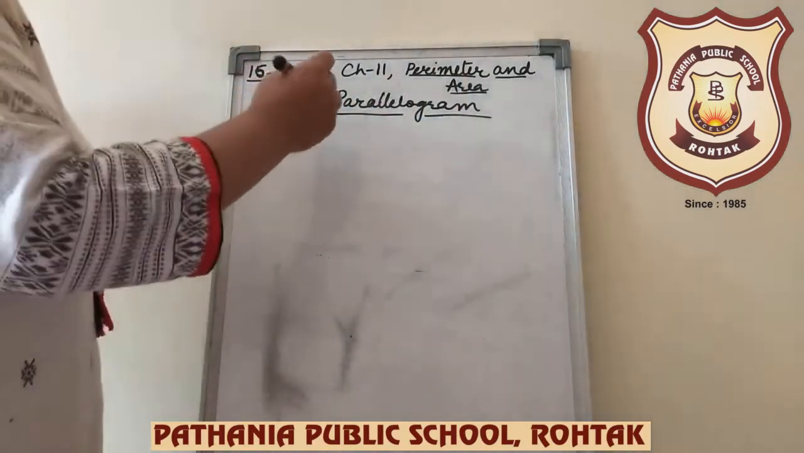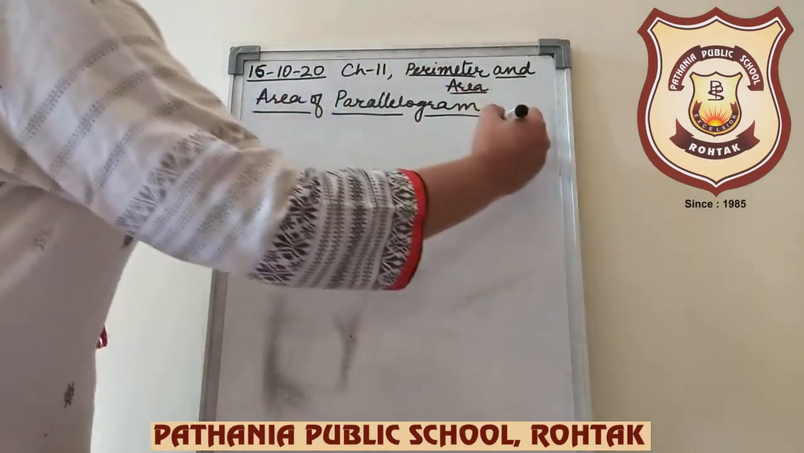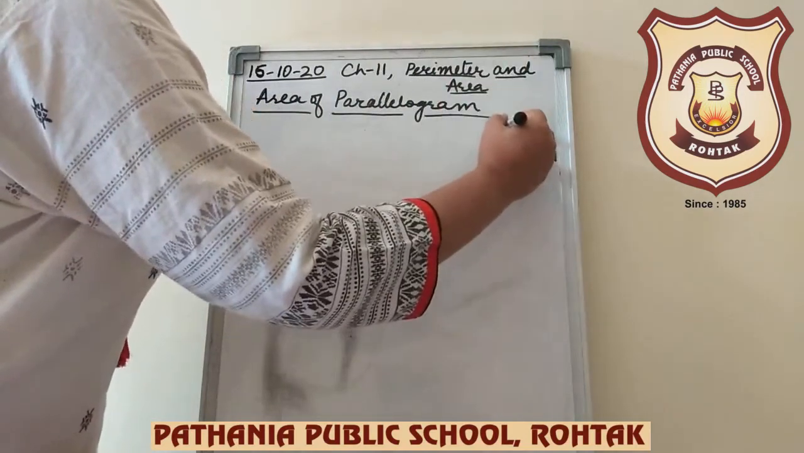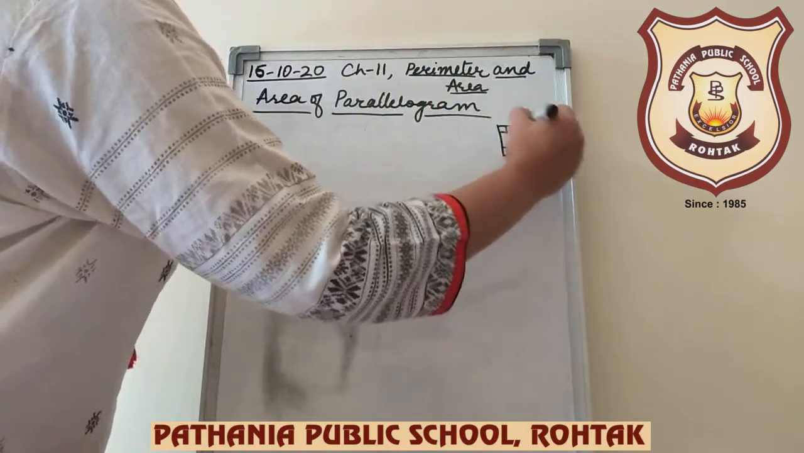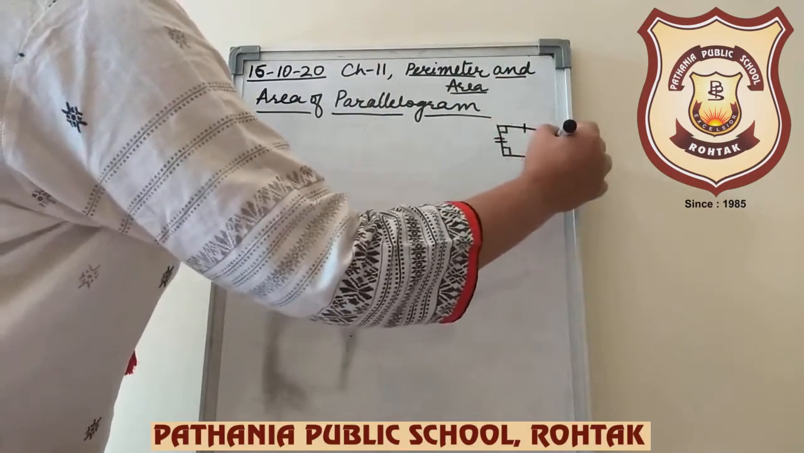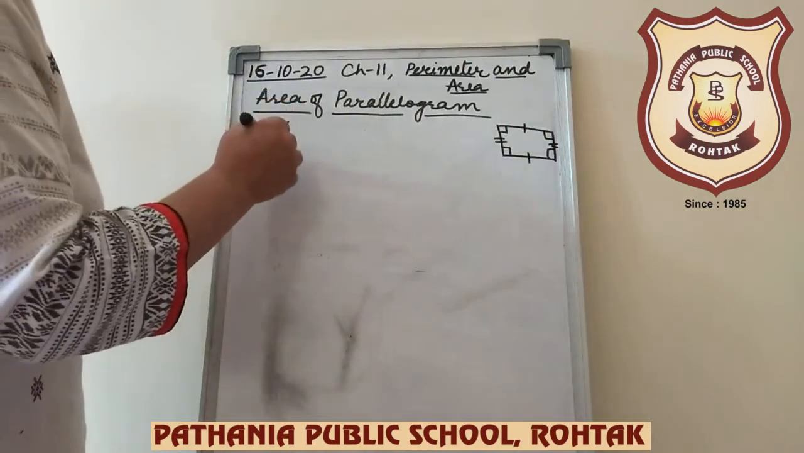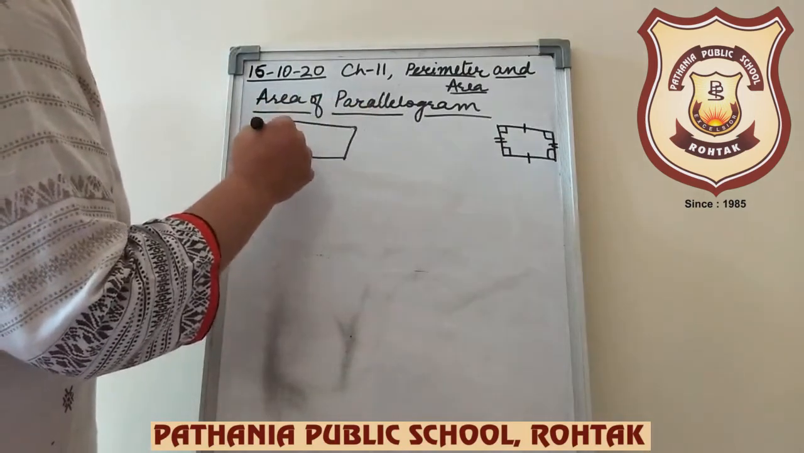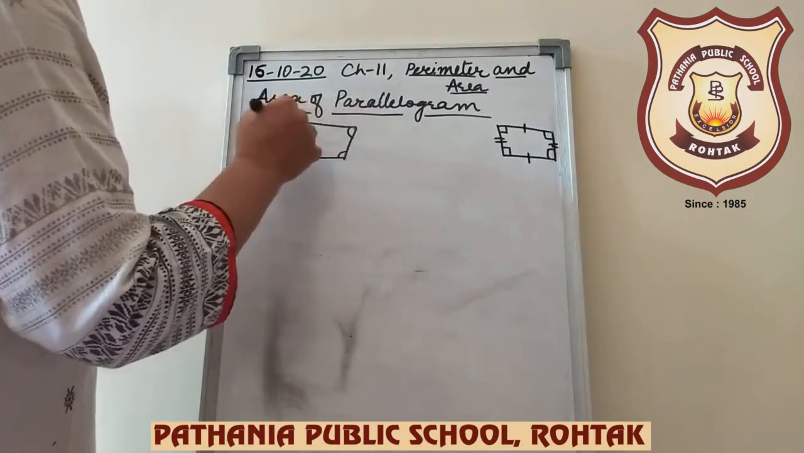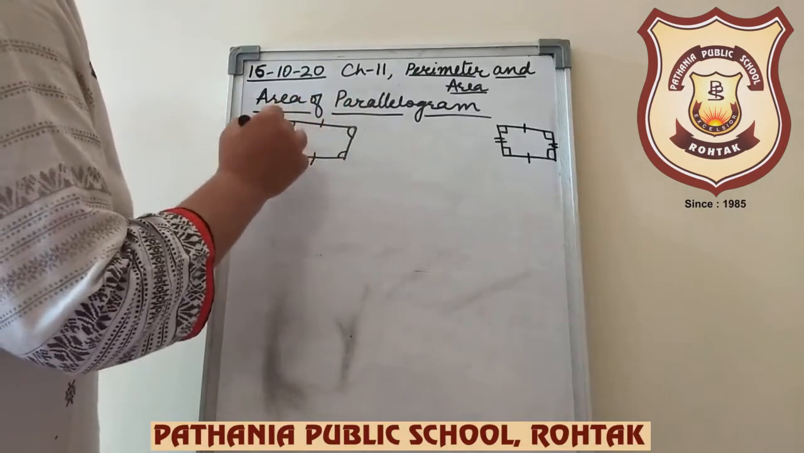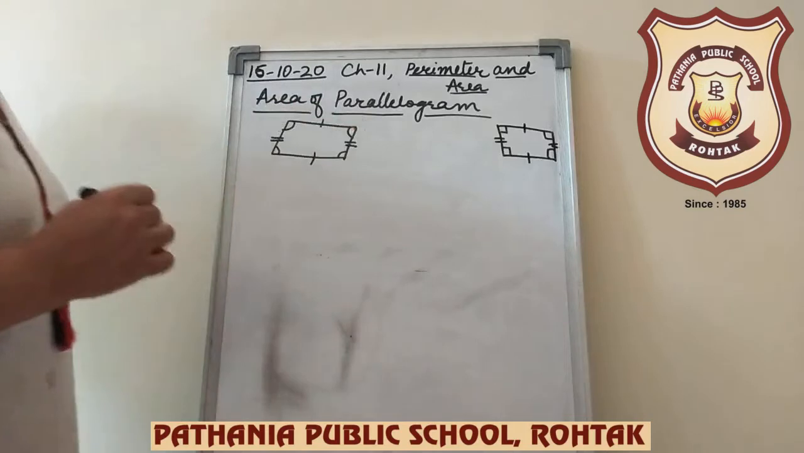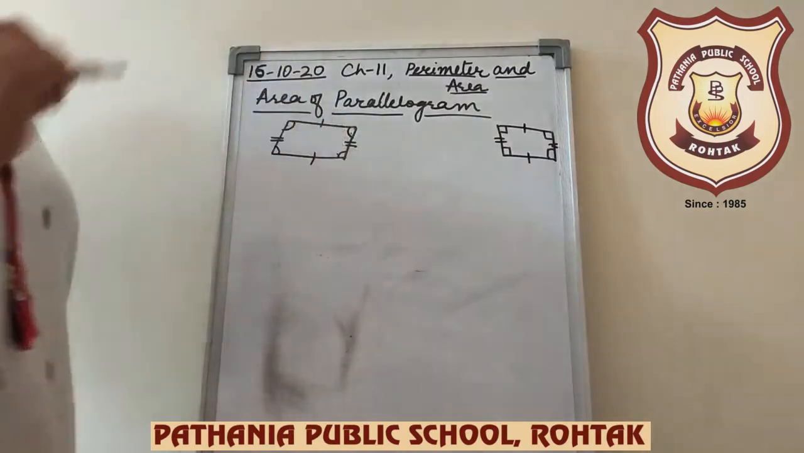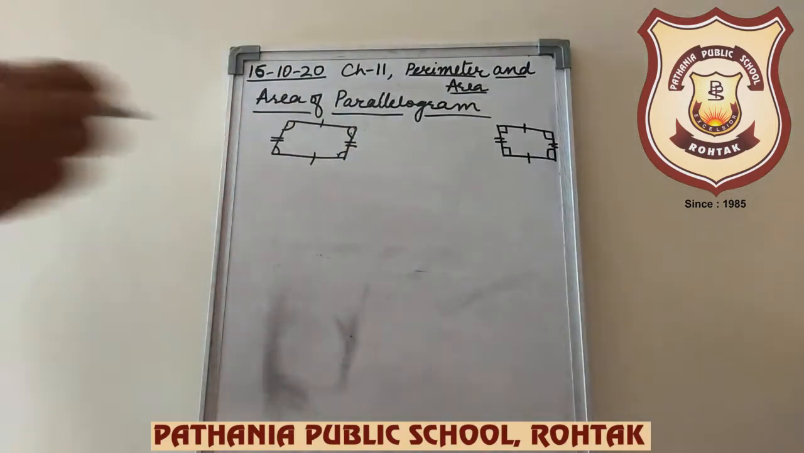Now it is similar to a rectangle. I'll show you the difference between them. In a rectangle, all the angles are 90 degree and opposite lengths are equal. Whereas in a parallelogram, the angles are not 90 degree. The pair of opposite sides are equal, but the angles are not 90 degree. This figure is a parallelogram.